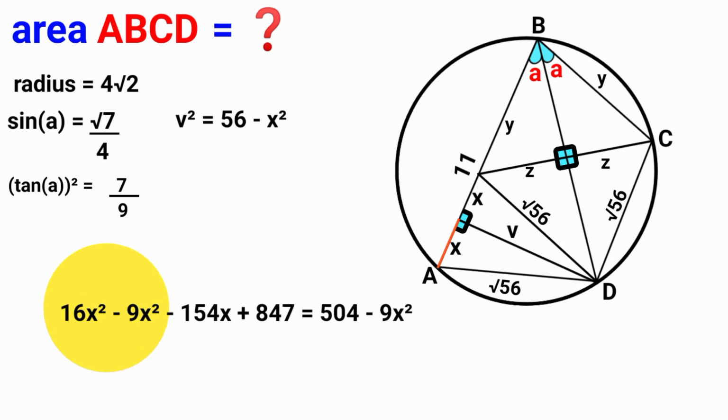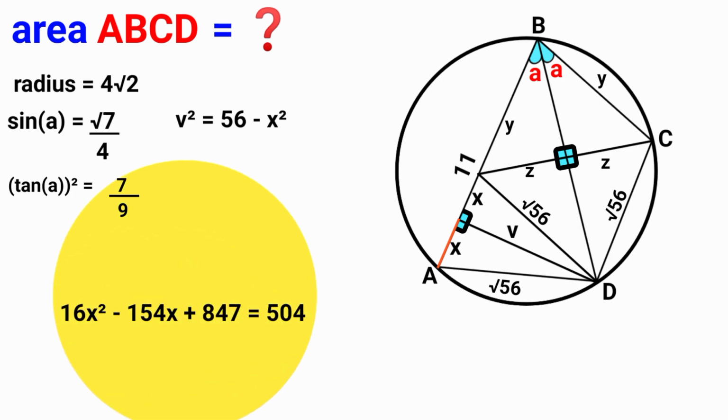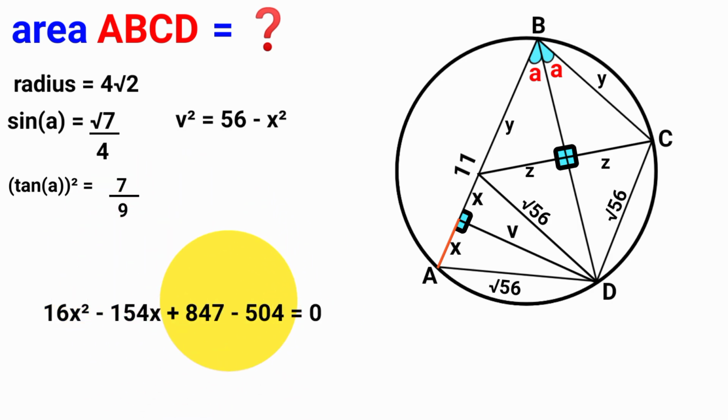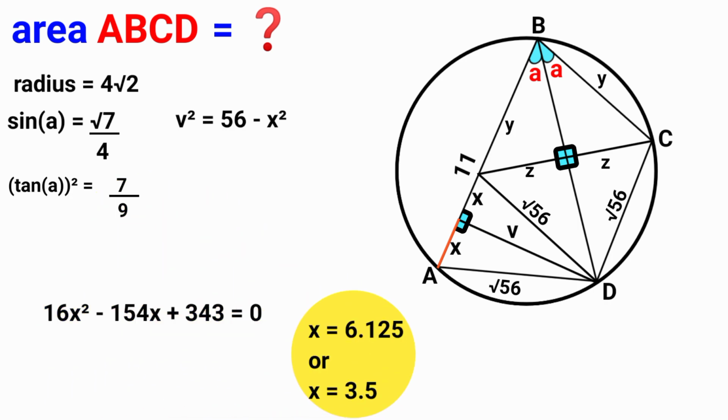Move the minus 9x squared to the left: 7x squared plus 9x squared is 16x squared. Bring this 504 to the left. 847 minus 504 is 343. So 16x squared minus 154x plus 343 equal to 0. Which if you solve using the quadratic equation formula, x equal to 6.125 or x equal to 3.5.